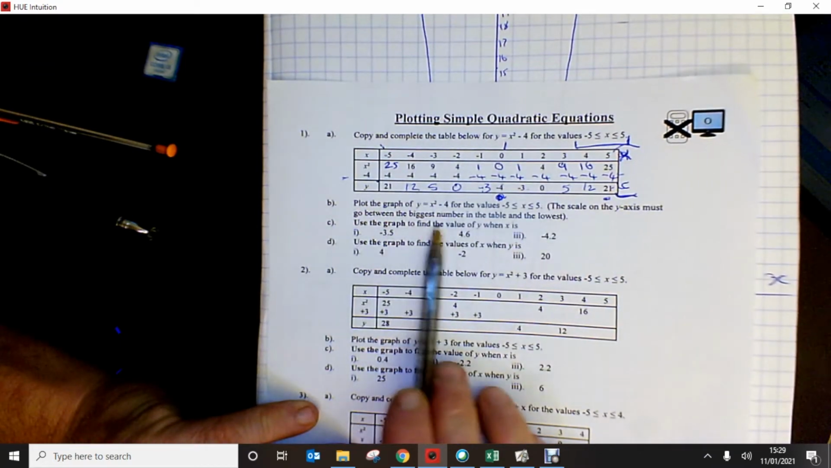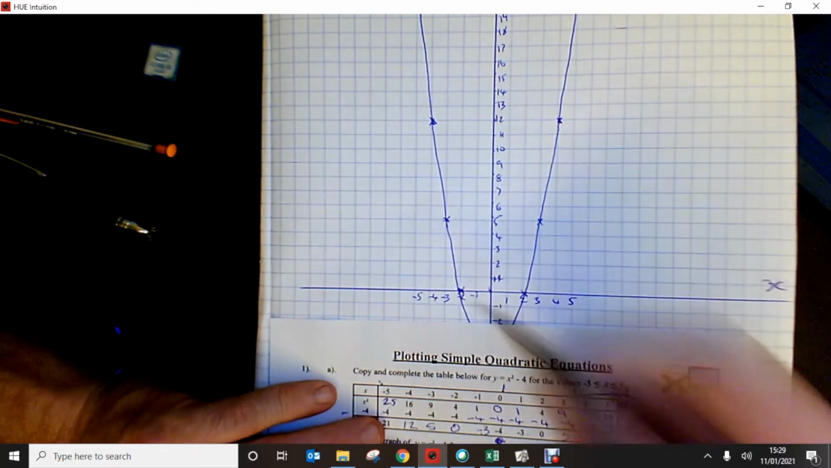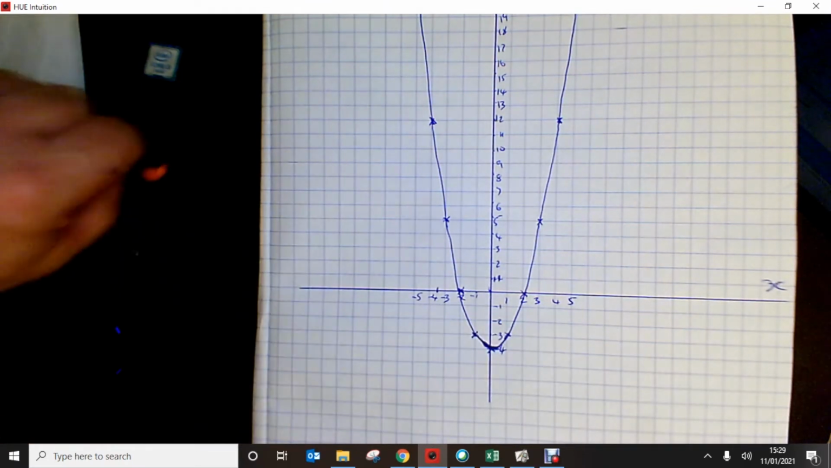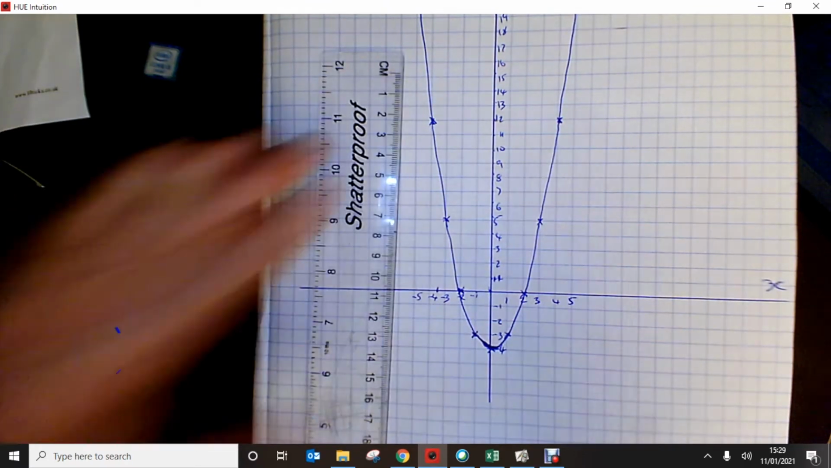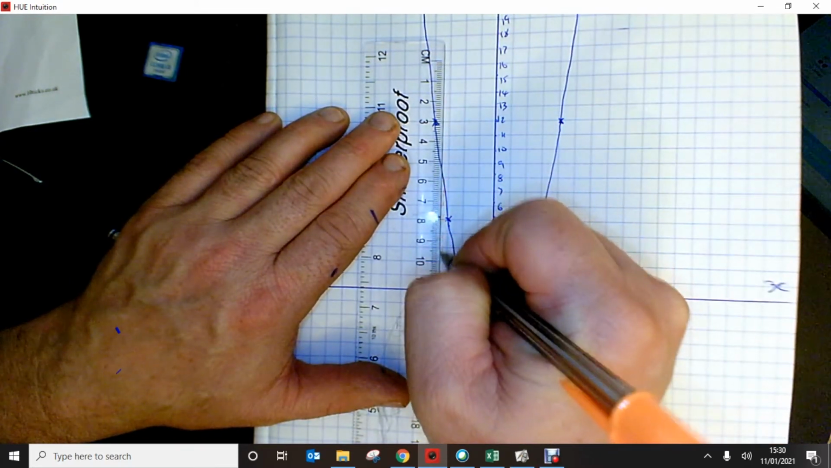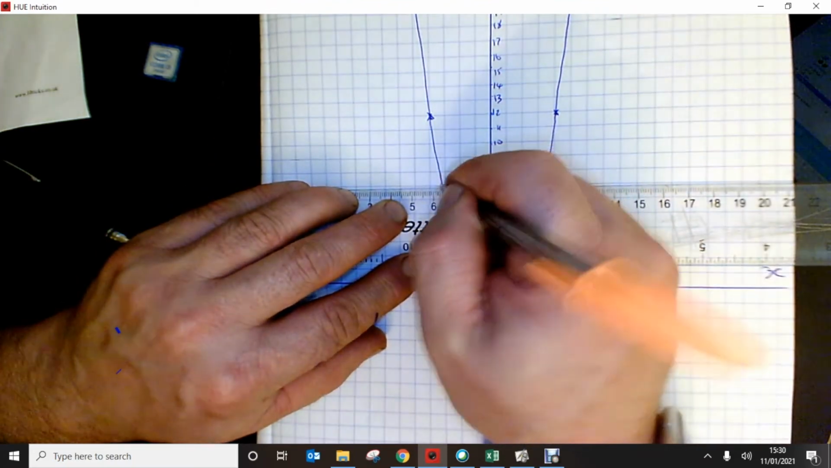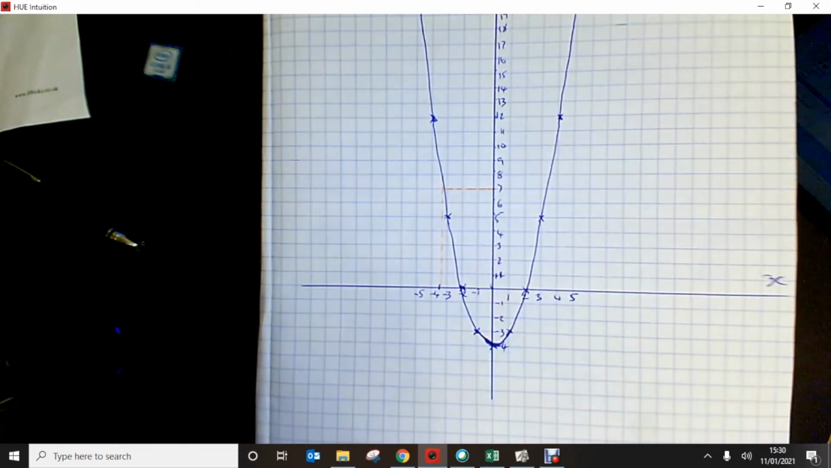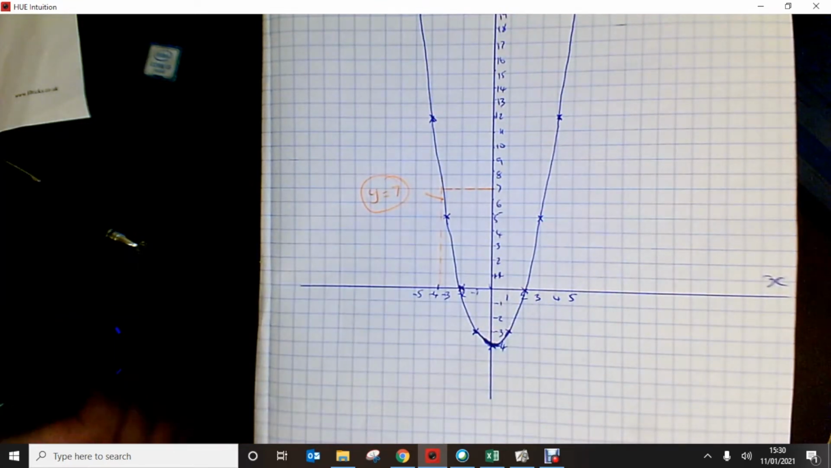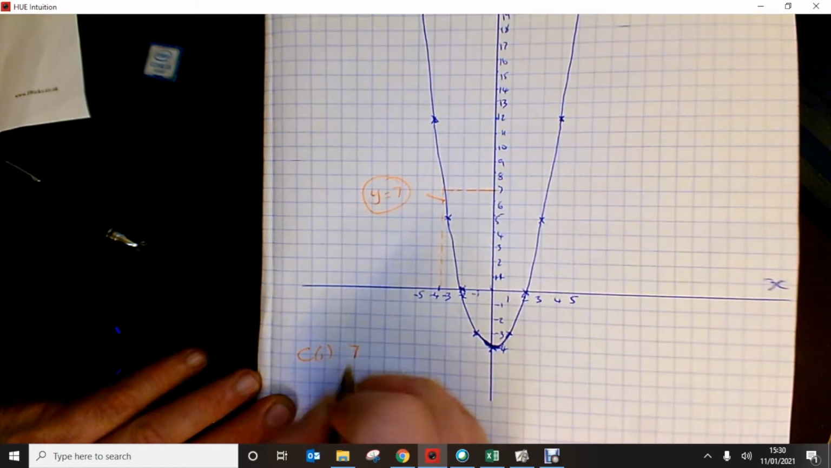The next one, use the graph to find the value of y when x is minus 3.5. So I'm going to come to minus 3.5, which is somewhere here. Now using the graph means I'm going to draw a straight line up at minus 3.5, and then where that touches the line, I'm going to bring it across to my y-axis. So at that point, y equals 7. So C(i) is going to be 7.